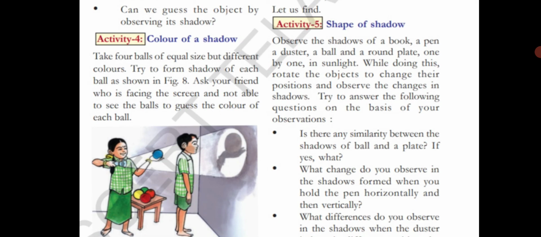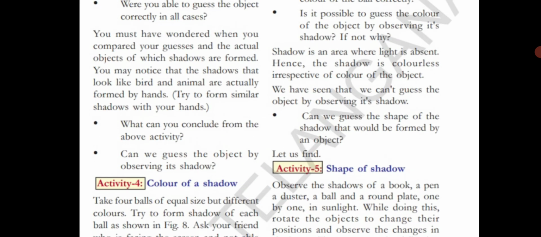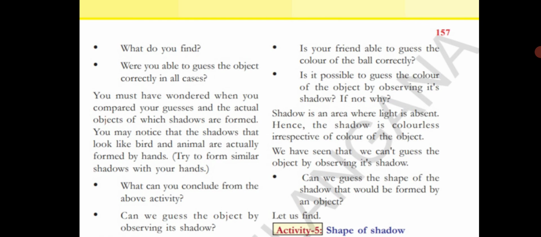Color of a shadow. Take 4 balls of equal size but different colors. Try to form the shadow of each ball as shown in figure 8. Ask your friend who is facing the screen and not able to see the balls to guess the color of each ball. Is your friend able to guess the color of the ball correctly? No. Is it possible to guess the color of the object by observing its shadow? No. If not, why? Shadow is an area where light is absent. As the shadow is colorless, it is irrespective of the color of the object.